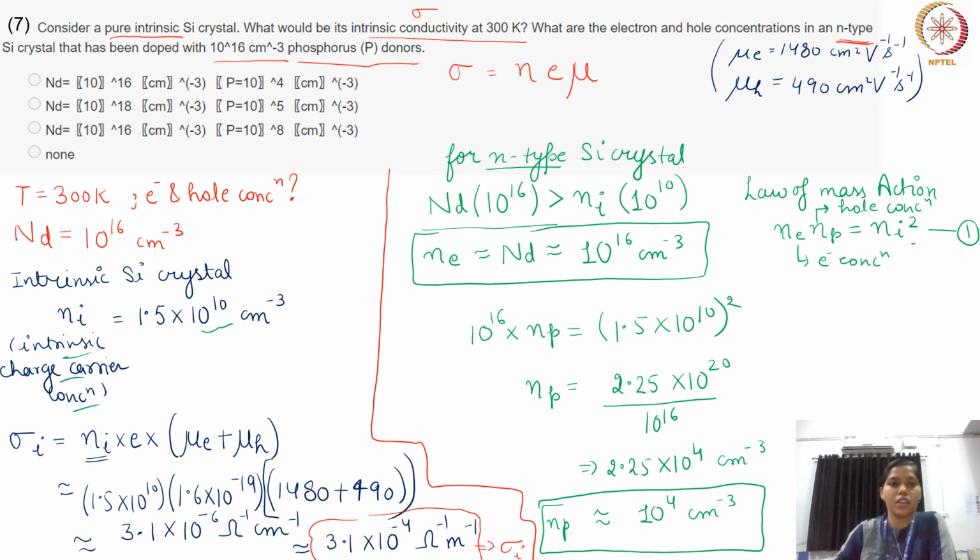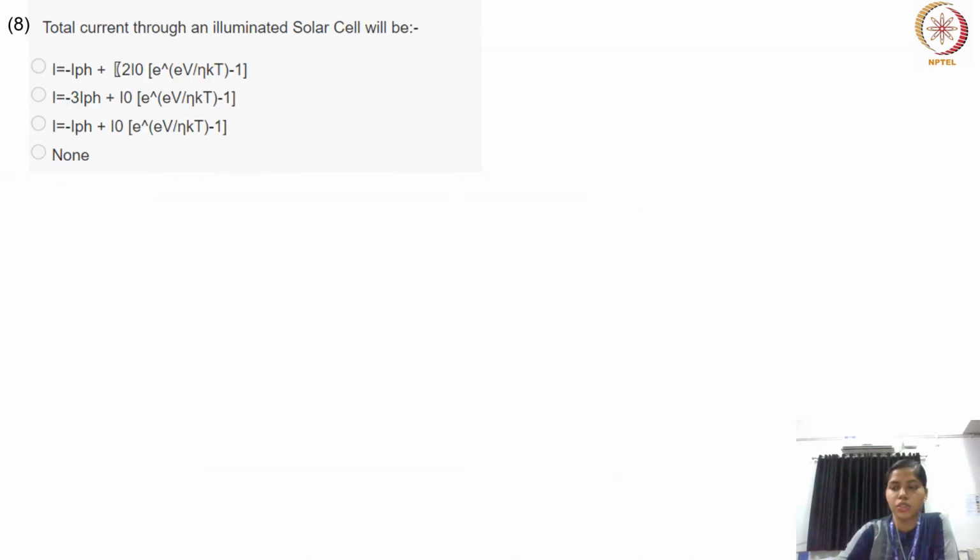Now let's check which option is correct. So the donor concentration or the electron concentration is 10 to the power 16 per centimeter cube, and also the hole concentration is 10 to the power 4 per centimeter cube. So option number 1 will be the correct option for this question. Is this clear to everyone? Okay. So now let's go to our last question.